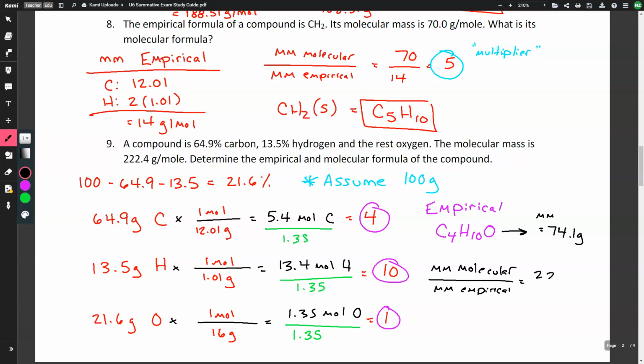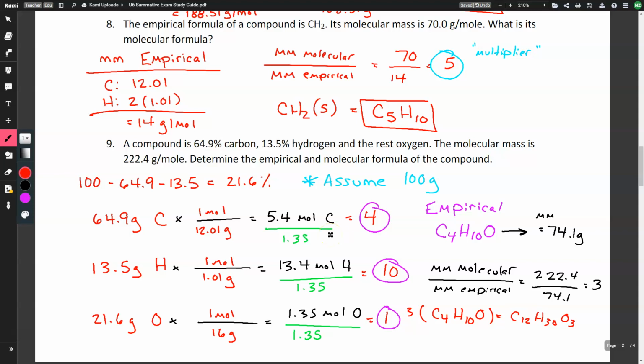Molecular is 222.4, empirical 74.1. My multiplier will be 3 this time. So I'm going to take my empirical formula, C4H10O, and I'm going to multiply that by 3. So my formula will be C12H30O3. That's my molecular formula.